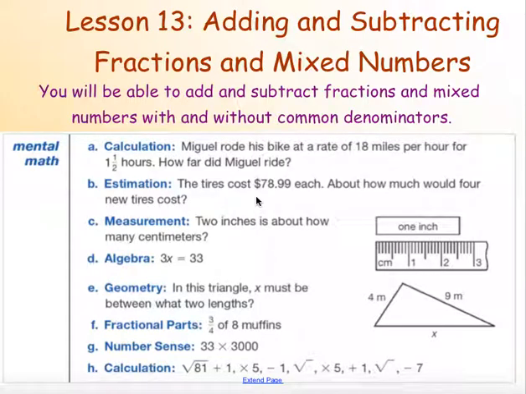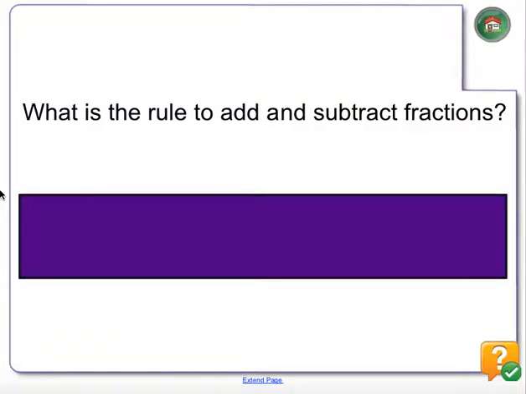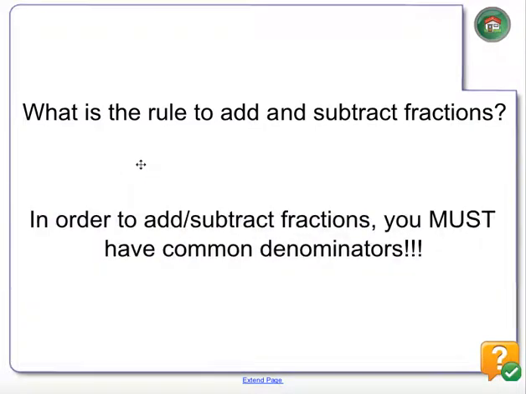Course 3, Lesson 13. We are adding and subtracting fractions and mixed numbers. We're going to go through this pretty quickly and then look at some word problems as well. So first, what do we need to be able to add and subtract fractions? Well, the numerators can be different, but we definitely need common denominators.